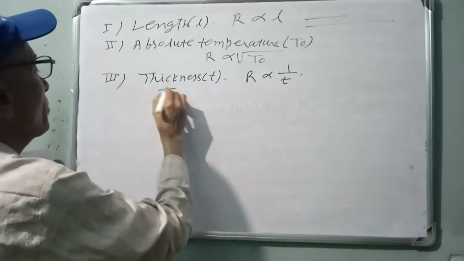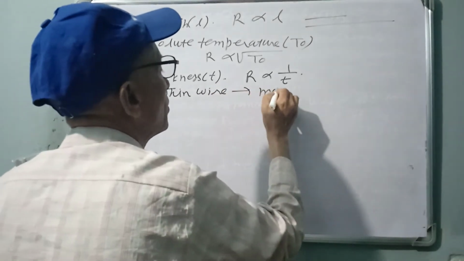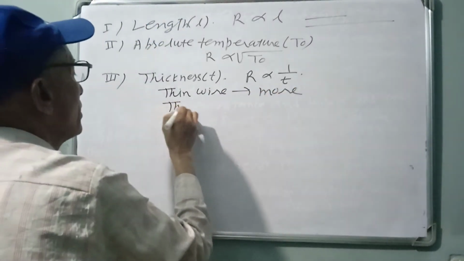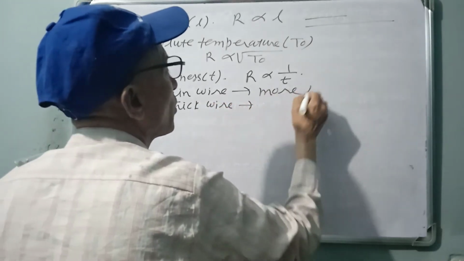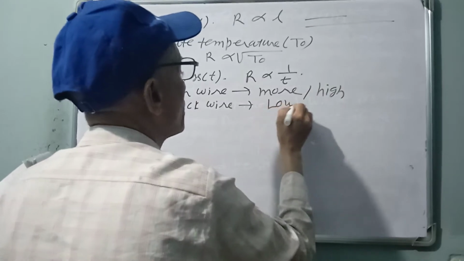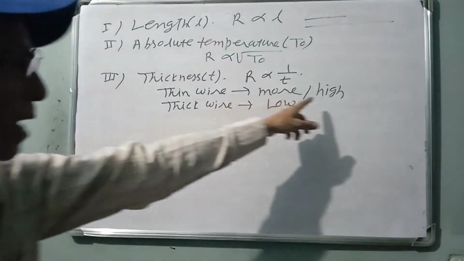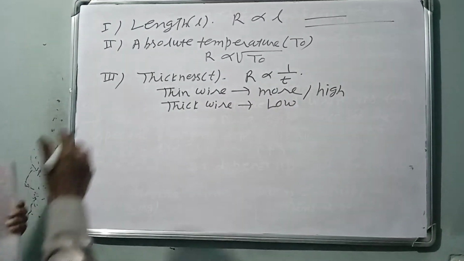It means thin wire more, thick wire more or say high resistance, thick wire low resistance. A thin wire has more or high resistance, a thick wire has low resistance.